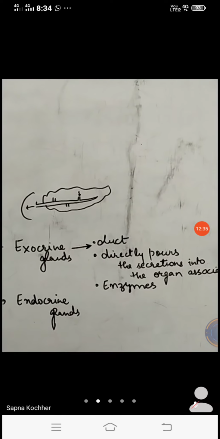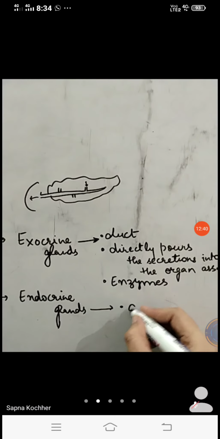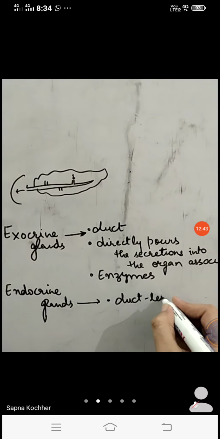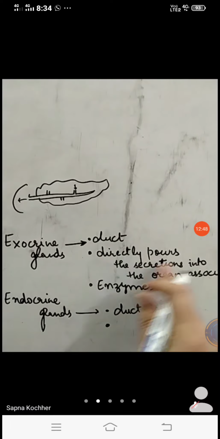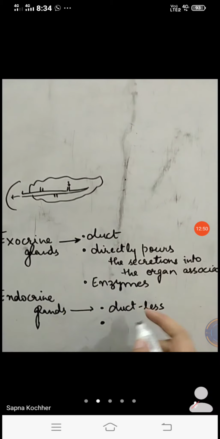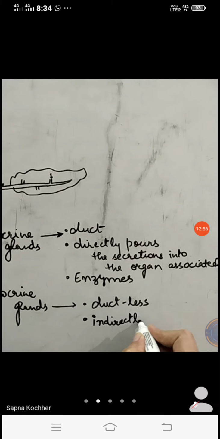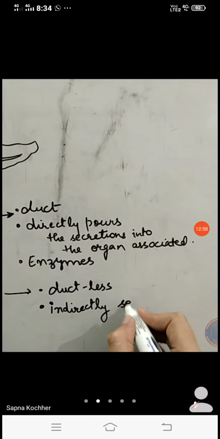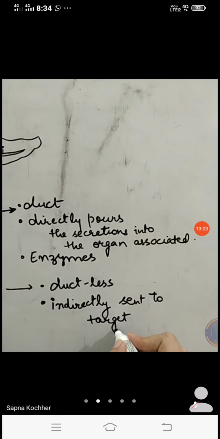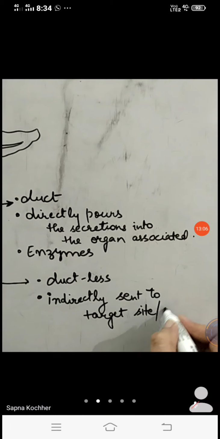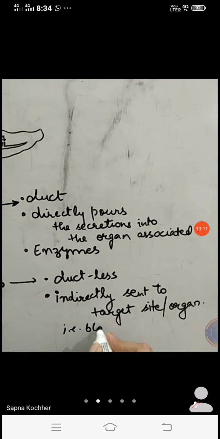Then there are endocrine glands. The endocrine glands, on the opposite end, are ductless. Ductless means they are not provided with any ducts. Also, their pouring of the secretions is not direct. The secretions are indirectly sent to the target organ or the target site, with the help of the bloodstream.